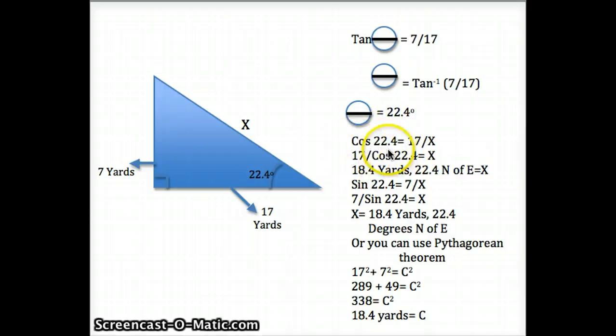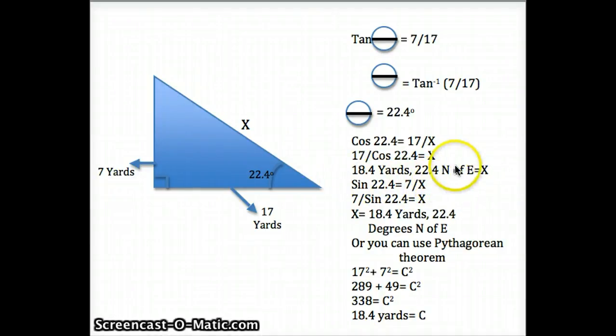The cosine of 22.4 degrees would equal 17, which is the adjacent, over x, the hypotenuse. Once you simplify that and take 17 to the other side in order to isolate x, you would get 17 divided by the cosine of 22.4. Once you simplify that, you would get 18.4 yards and 22.4 degrees north of east. That would equal the hypotenuse.